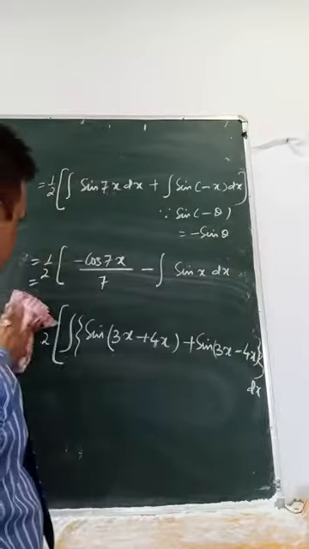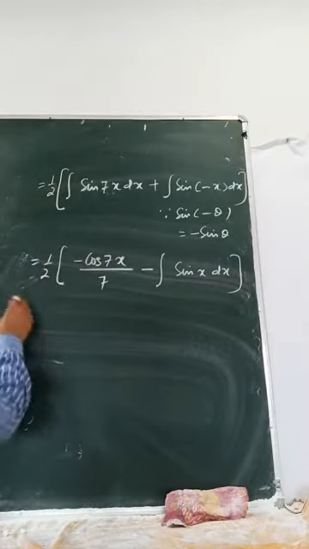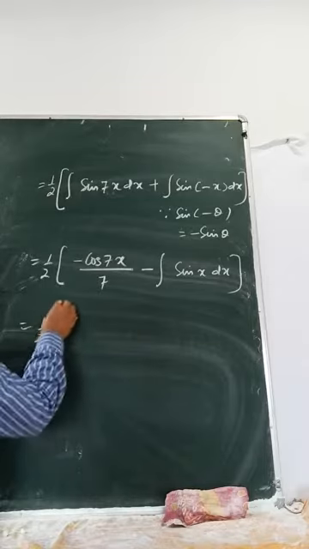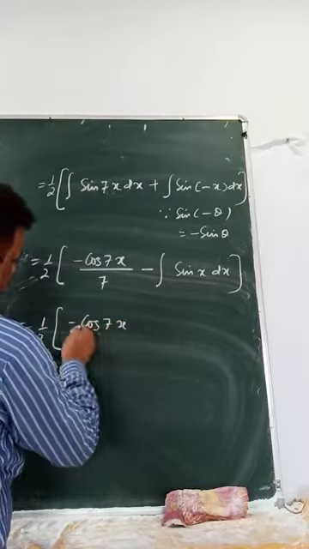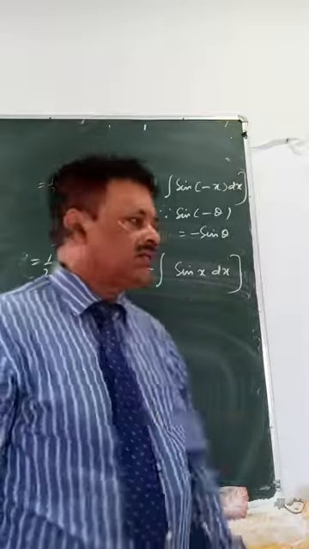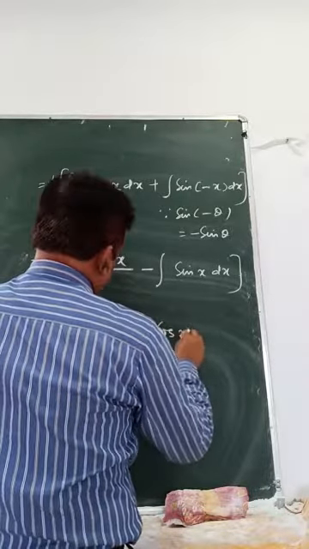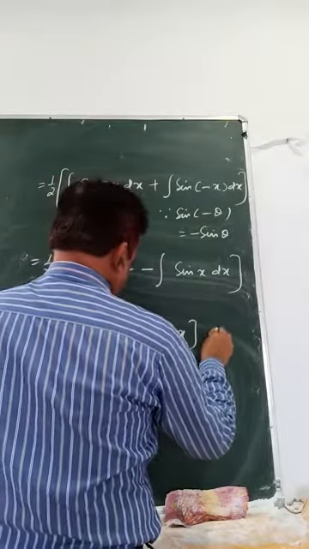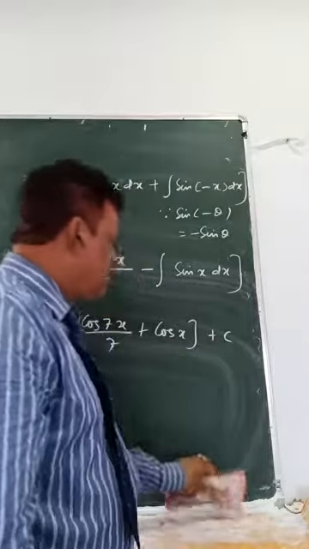So the conclusion is half of minus cos 7x by 7. Again the integration of sin is minus cos x, so minus becomes plus cos x, plus constant. Okay, now let me take one more question.